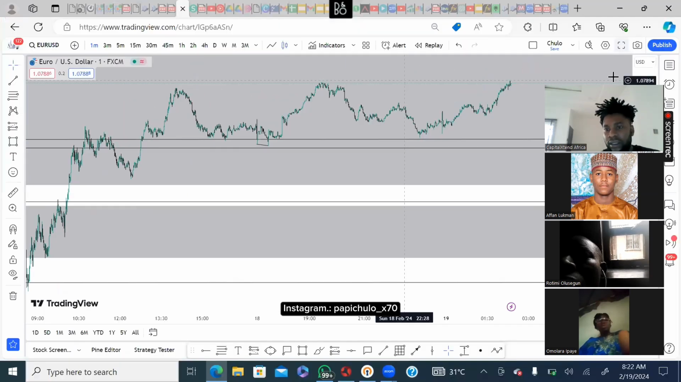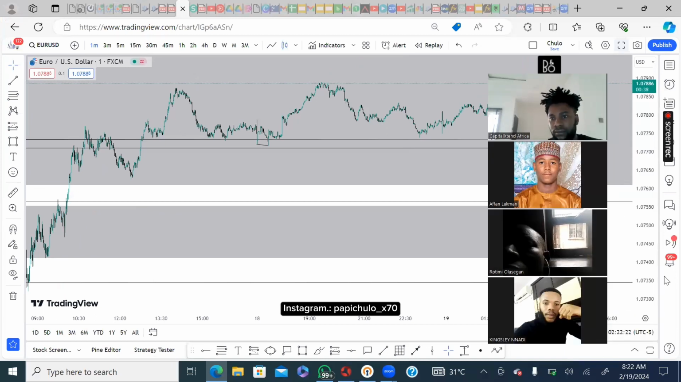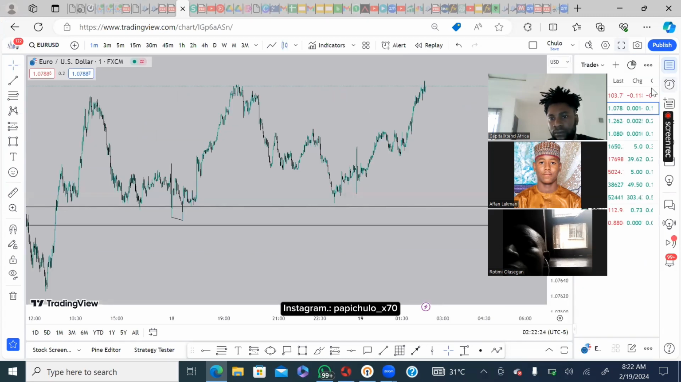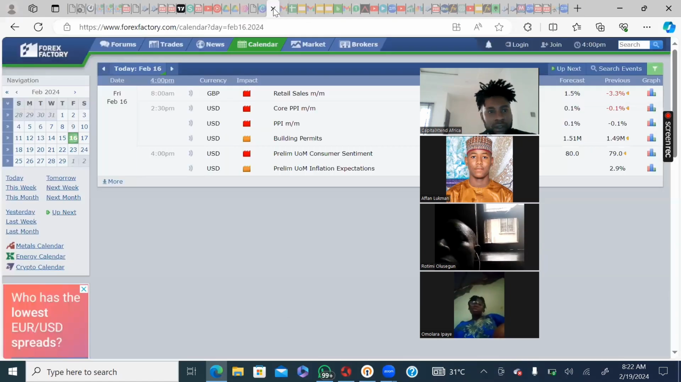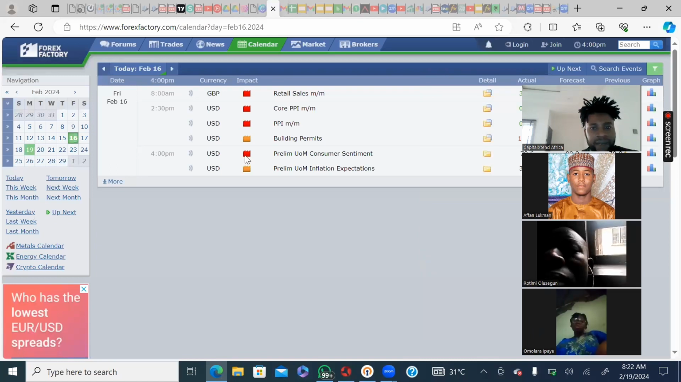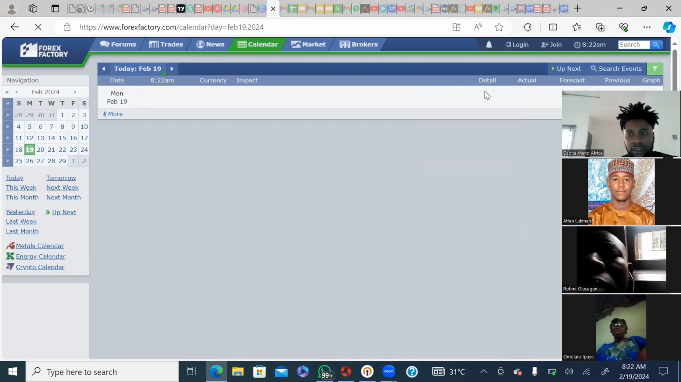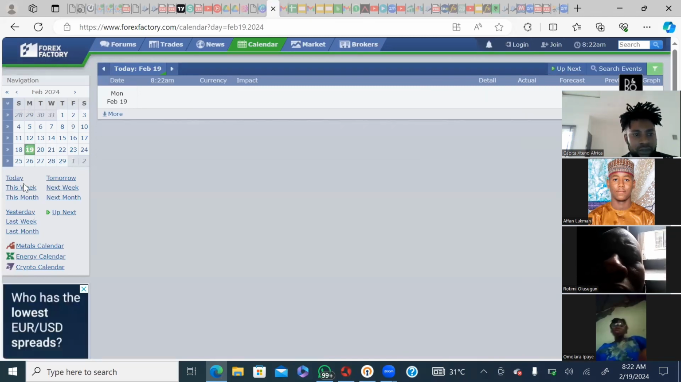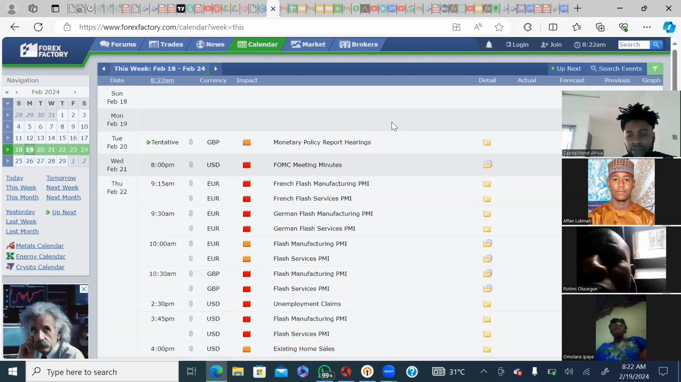So let's look at it. Today is Monday, so we have a bank holiday today. There is no news today. You can see there is no news on Monday. Let's just do it this way this week. Monday, nothing. I just have to stay on the sideline because there is no news that is going to engineer liquidity in the market.